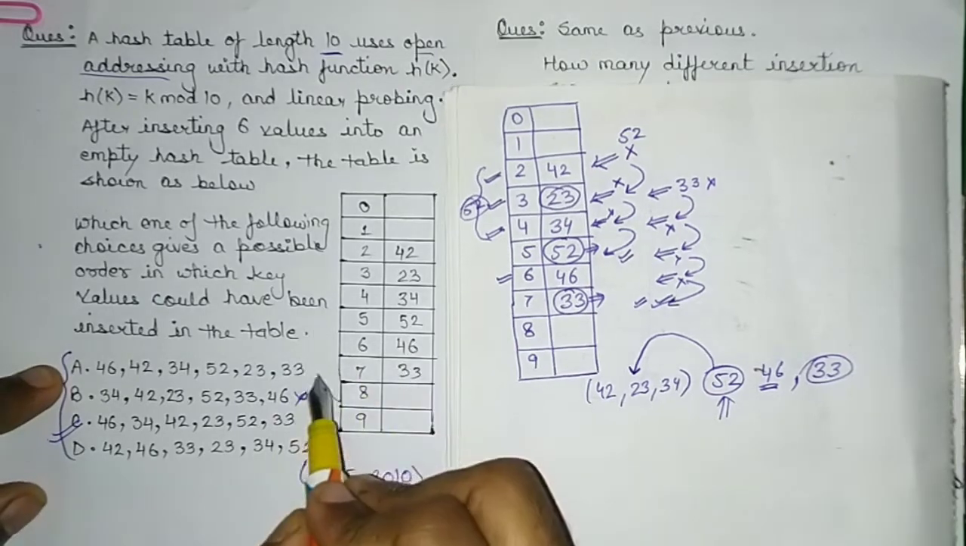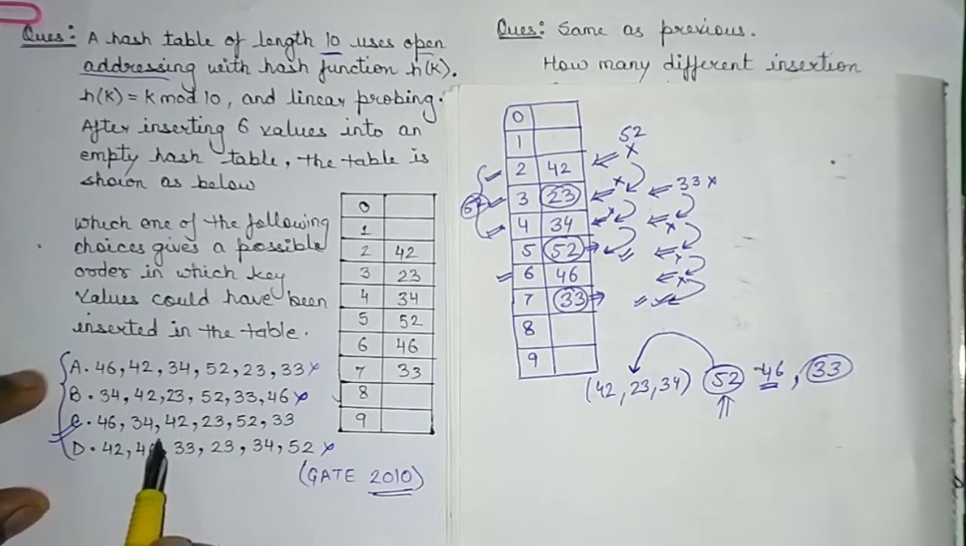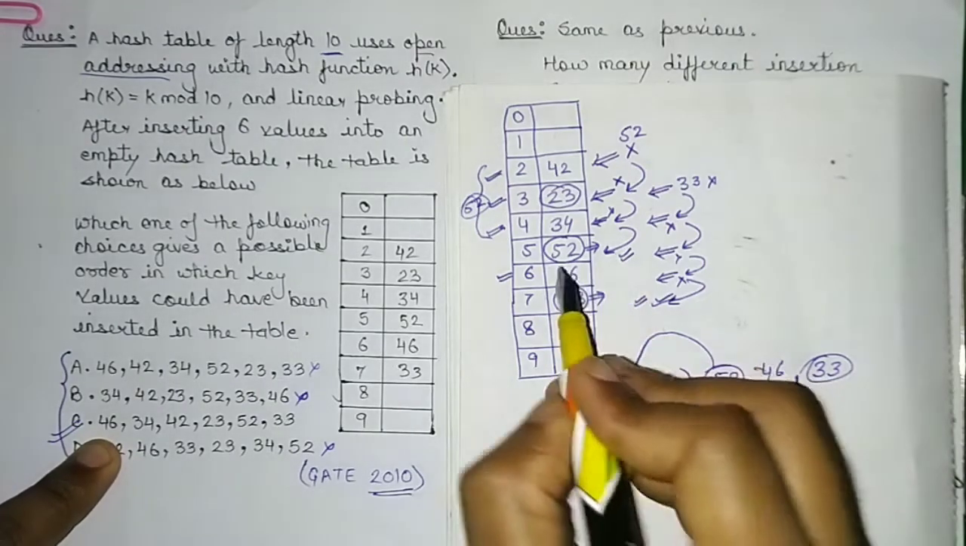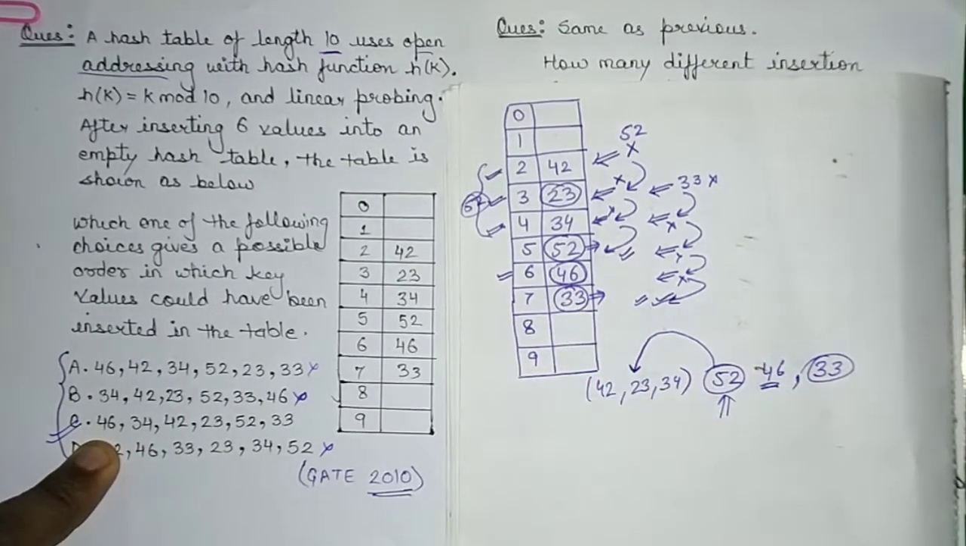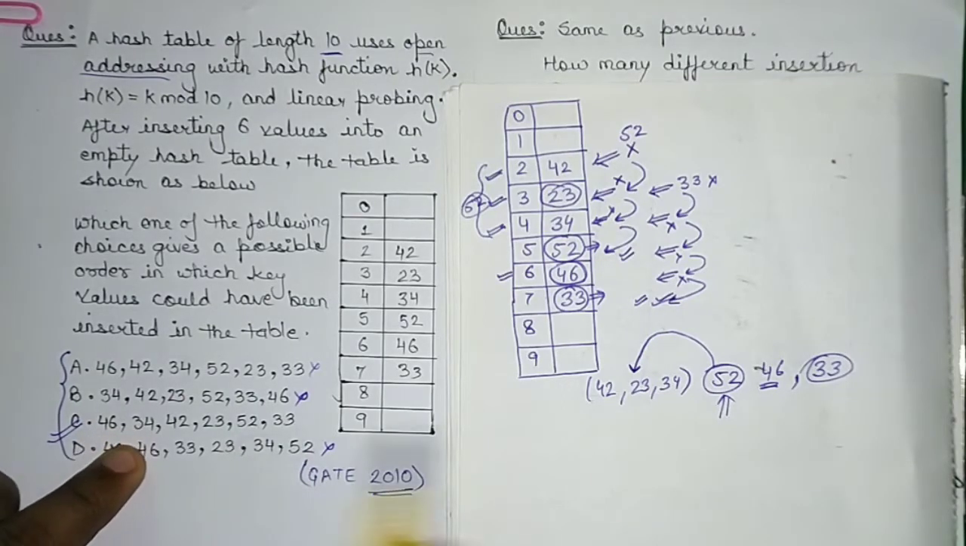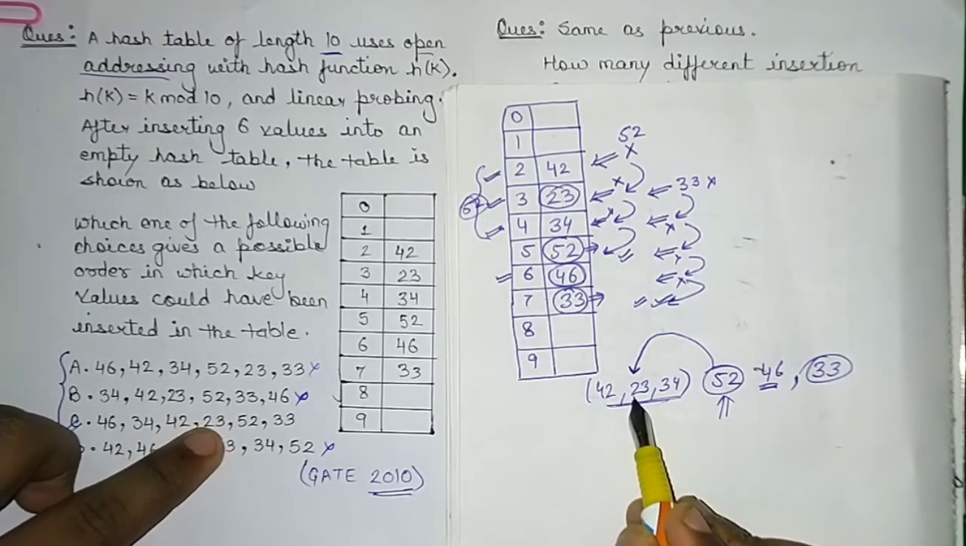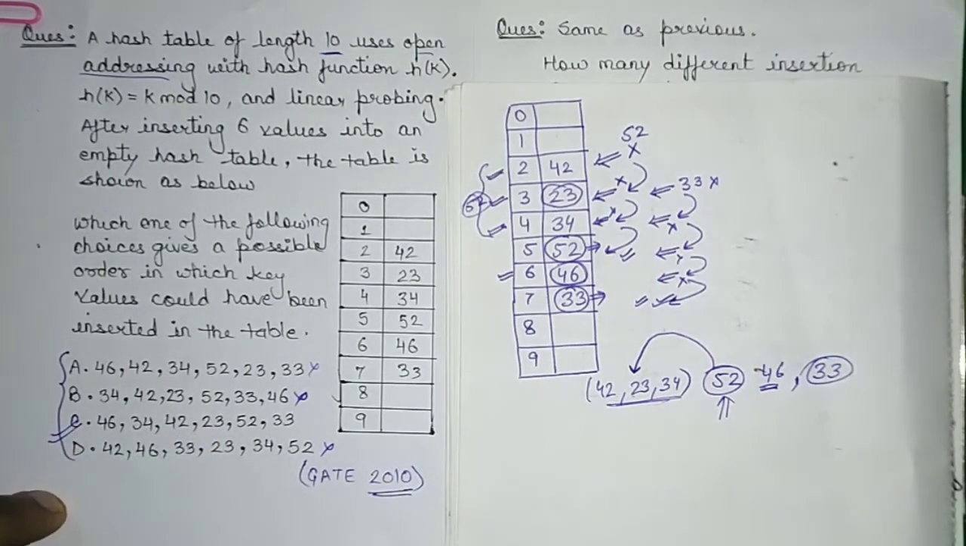Therefore A is also not the answer. But if you check this C option, 46 can be inserted in any manner, but it should be before 33. So yes, it is before 33, so it is correct. 52 is after these three values, that means 34, 42 and 23. So C is the right option.